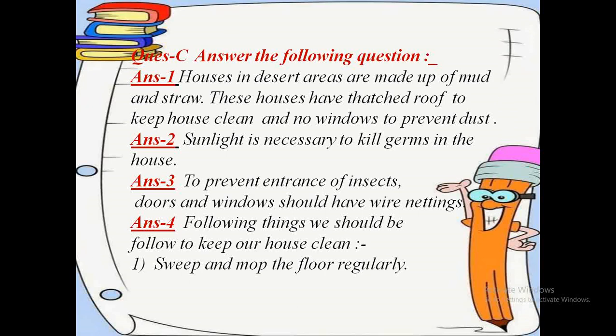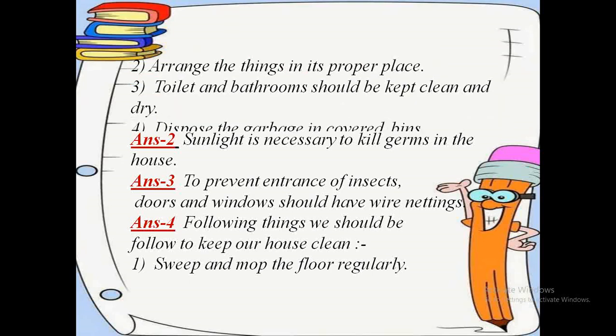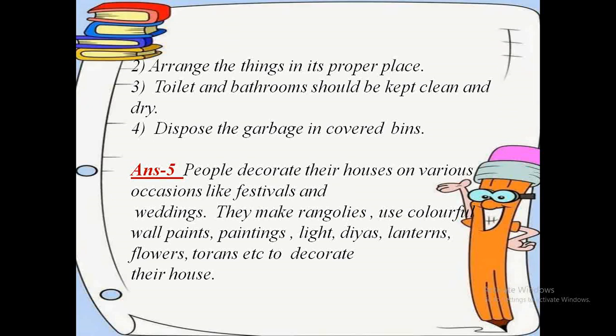Question number 4, how can we keep our house clean? Sorry, the fourth question is, how can we keep our house clean? So the answer is, following things we should follow to keep our house clean. First point is, sweep and mop the floor regularly. Point number 2, arrange the things in its proper place. Point number 3, toilets and bathrooms should be kept clean and dry. Point number 4, dispose of garbage in a covered bin.